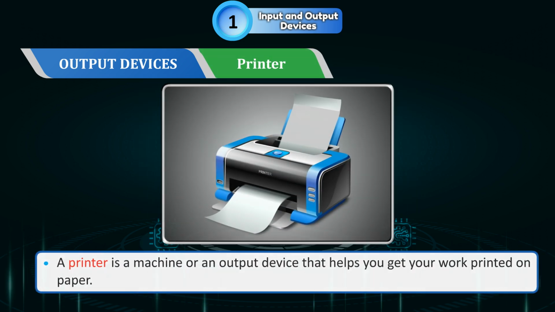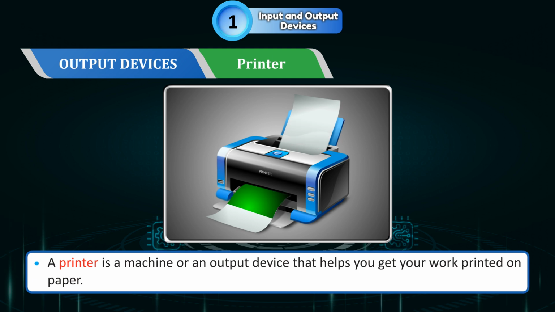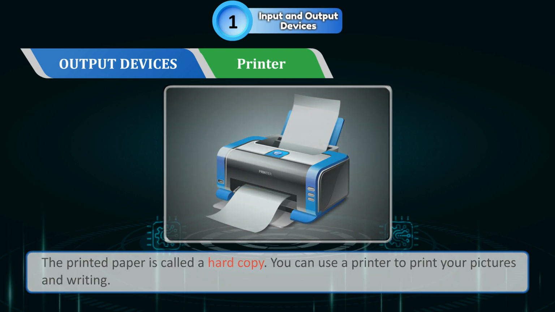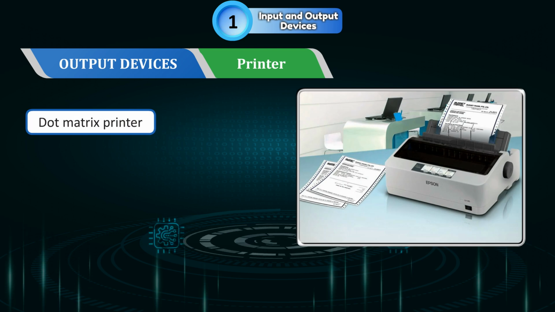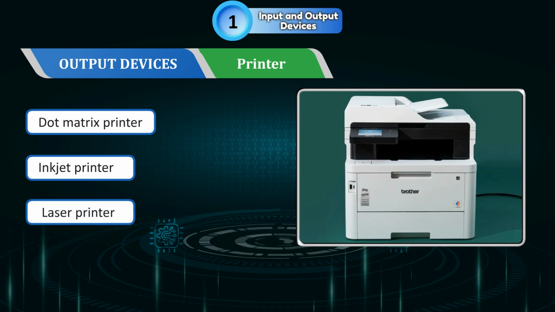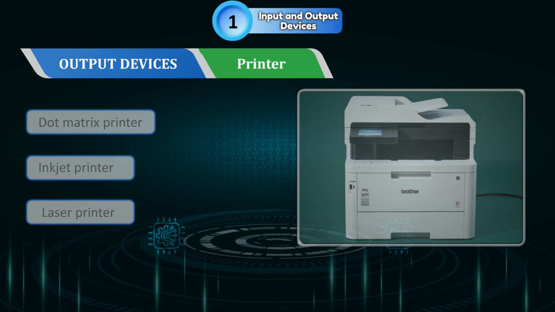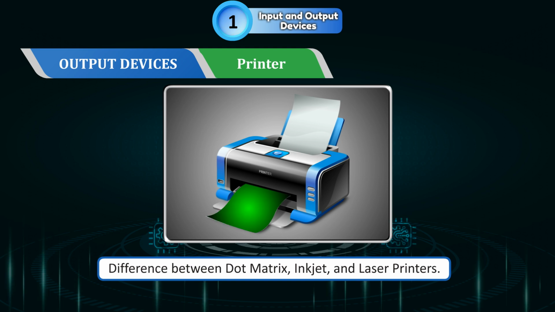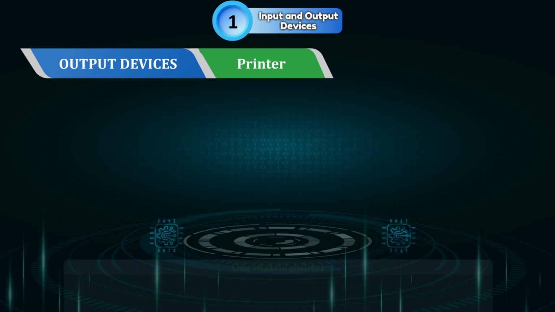Printer. A printer is a machine or an output device that helps you get your work printed on paper. The printed paper is called a hard copy. You can use a printer to print your pictures and writing. Dot matrix printer, inkjet printer, laser printer. Difference between dot matrix, inkjet, and laser printers.